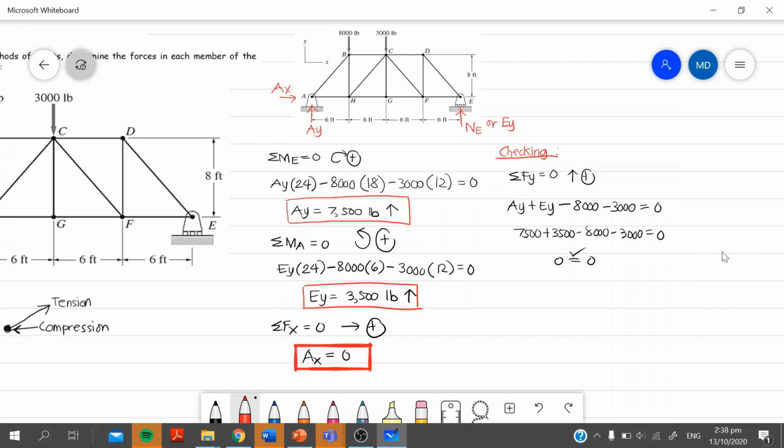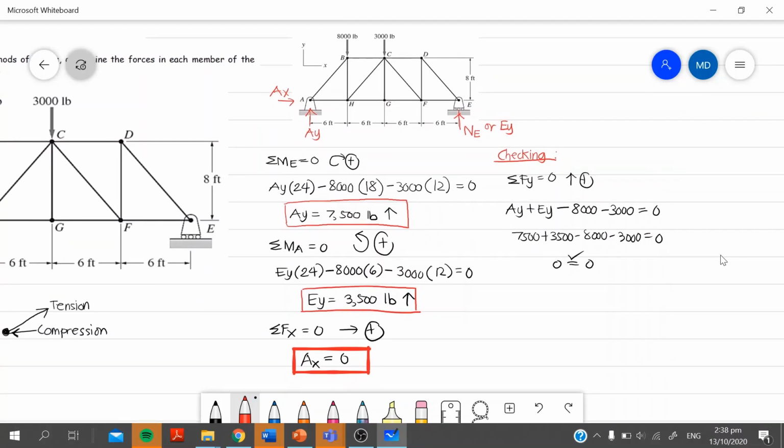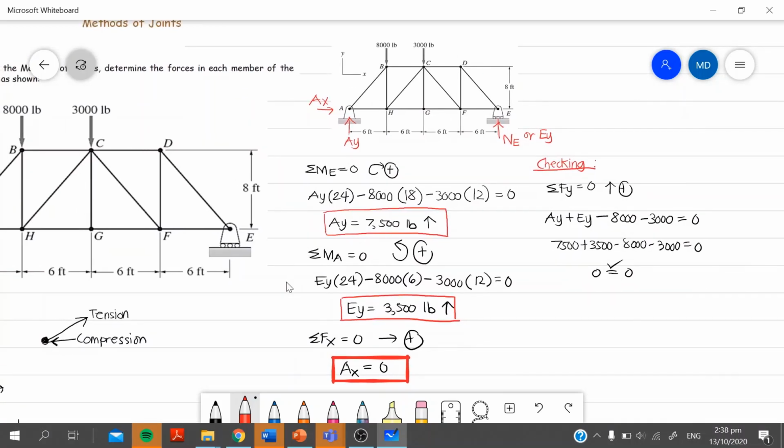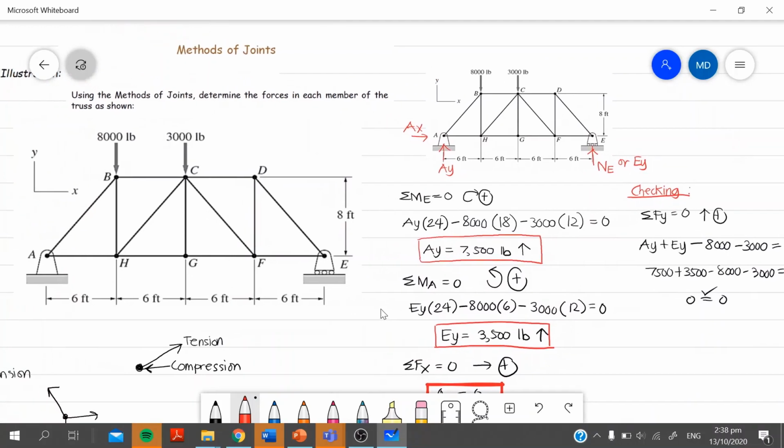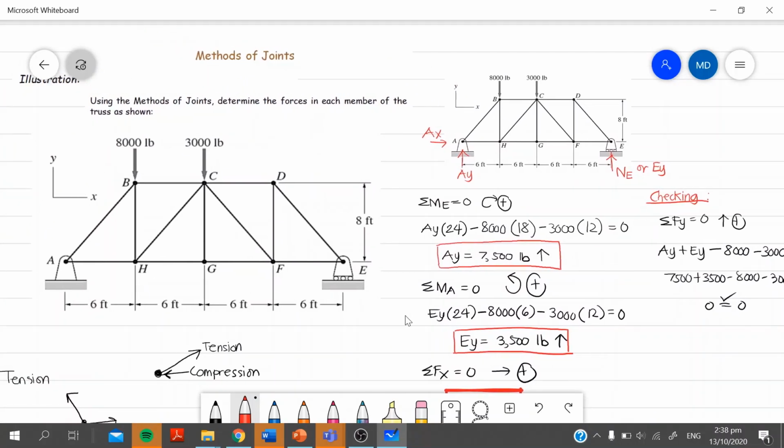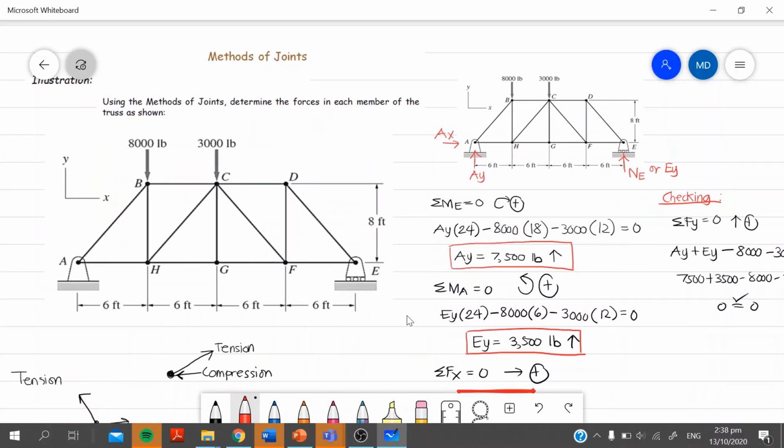Okay, so what's next to do is we now do the method of joints. So, the method of joints is from joint to joint. So, every joint, atong tan-awon. So, this must be very tiring kasi if maraming joints ang iyong truss, so matagal ka din matapos kasi joint per joint man.